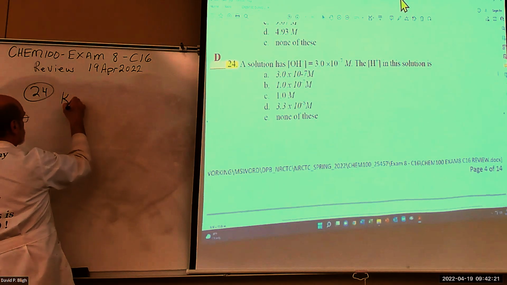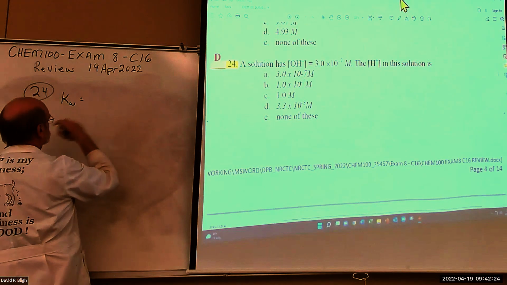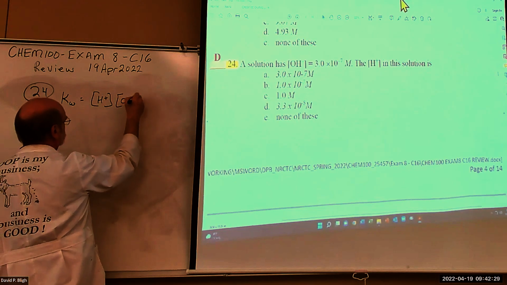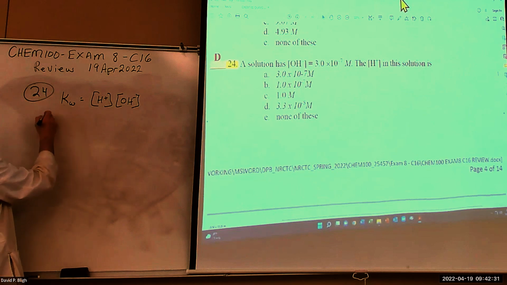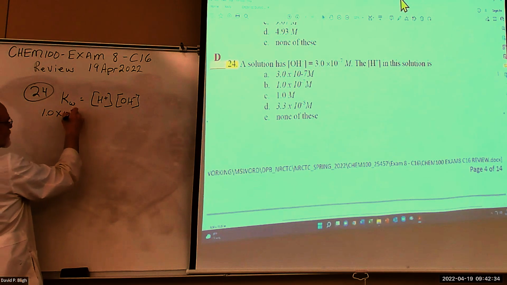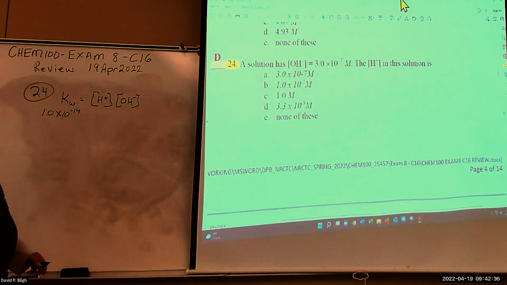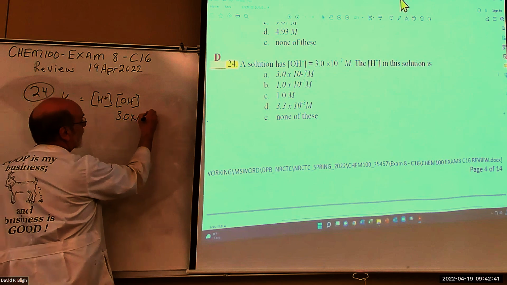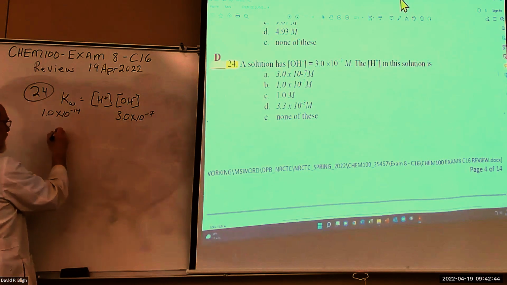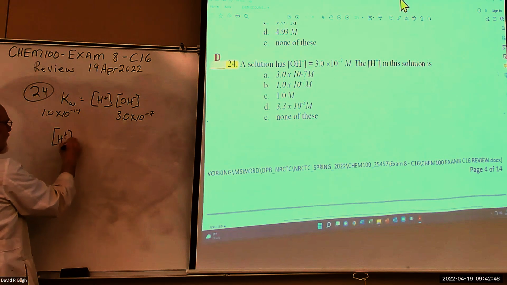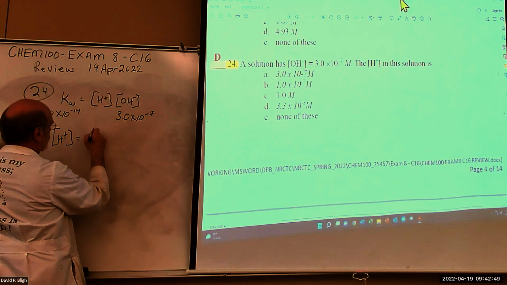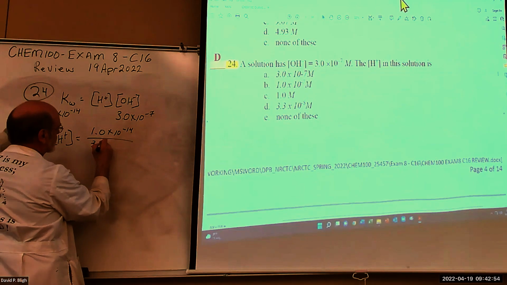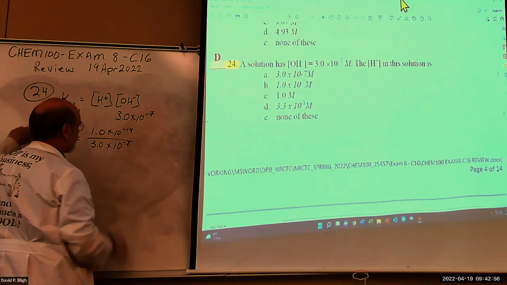So KW equals hydrogen ions times hydroxyl ions. Remember? And this value is 1 times 10 to the minus 14. So if we know hydroxyls at 3 times 10 to the minus 7, then the hydrogen ion concentration would have to be 1 times 10 to the minus 14 divided by 3 times 10 to the minus 7.